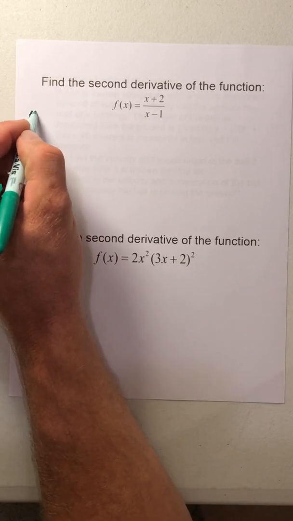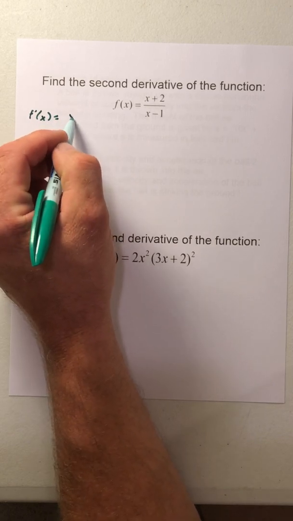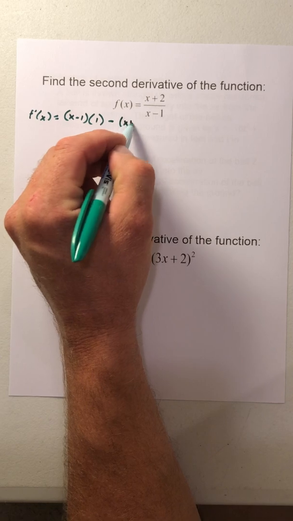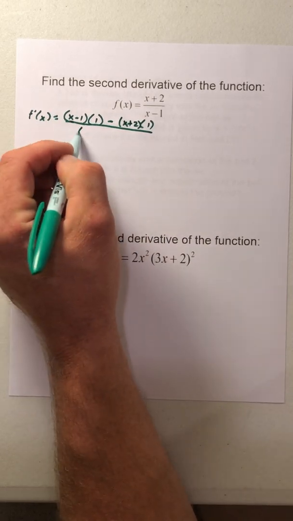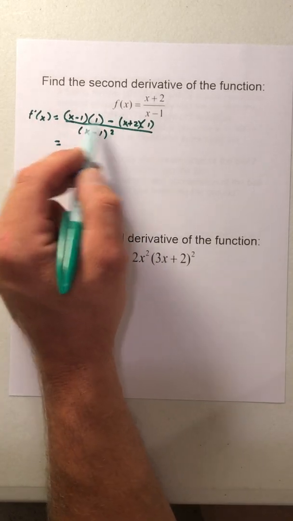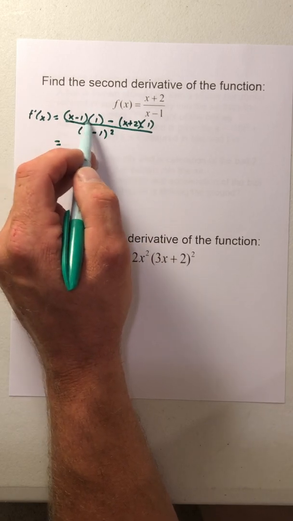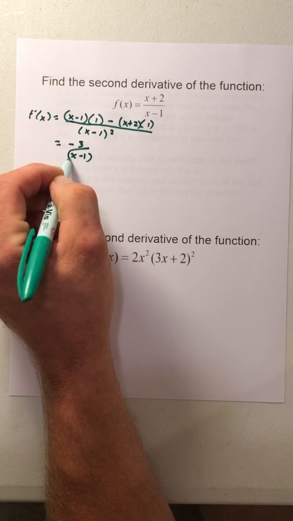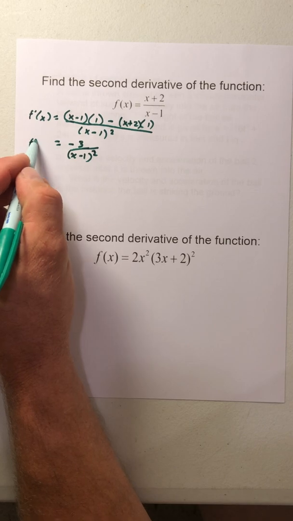So first thing we're going to do is find the first derivative. First derivative tells us, well, we have quotient rule. We have low d high, less high d low, divided by the denominator squared. Cleaning up our numerator, our x's are going to cancel. We have x minus x. We have negative 1 minus 2 gives us a negative 3 over (x - 1) squared. That gives us our first derivative.